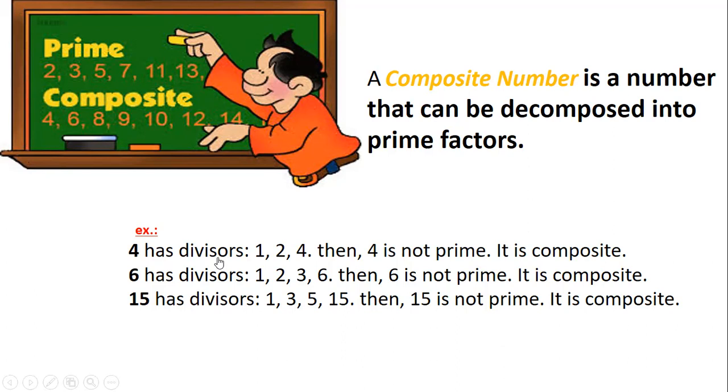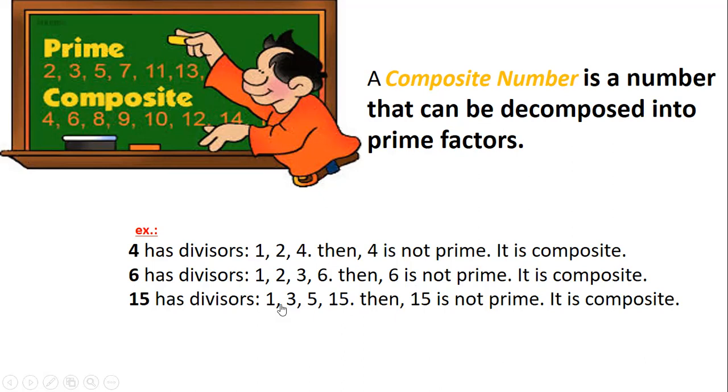4 has divisors 1, so 4, all the divisors start from 1. So 4 divided by 1 is 4. 4 divided by 2 is 2. 4 divided by 3, it cannot be divisible by 3. So 4 divided by 4 is 1. So the divisors of 4 are 1, 2, 4. So how many divisors does it have? It has 3. It has more than 1 and itself, then 4 is a composite number. 6 has as divisors 1, 2, 3, and 6. Then 6 is not prime, it's a composite number.